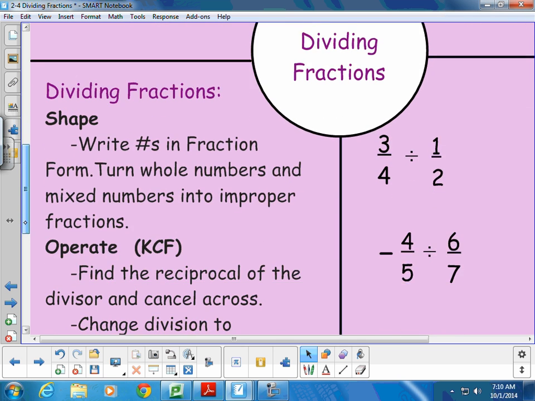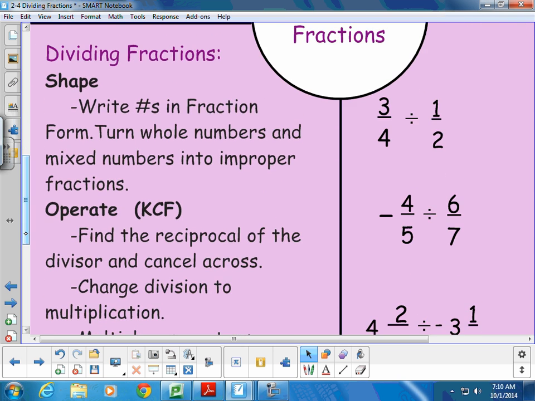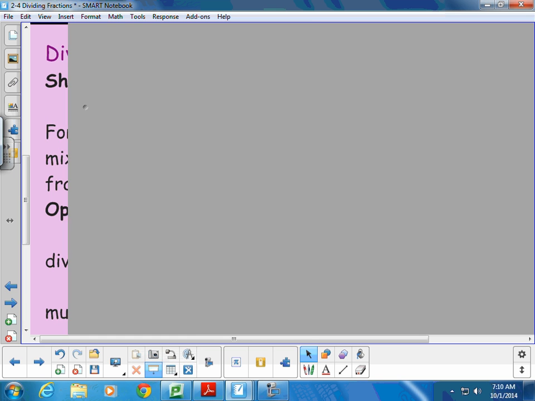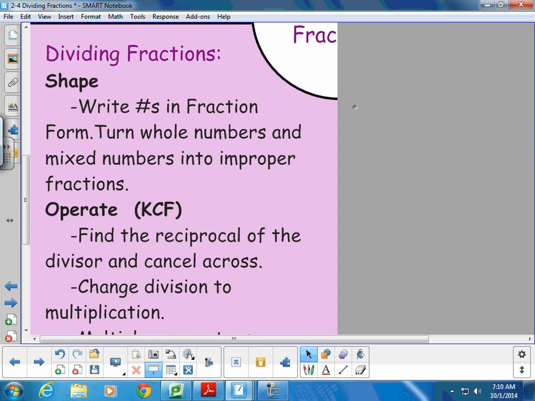Okay? So we're going to look here at dividing fractions. I might put this up so we can't see everything for now. So some things that we'll do. Same things if we go with that shape, operate, simplify.